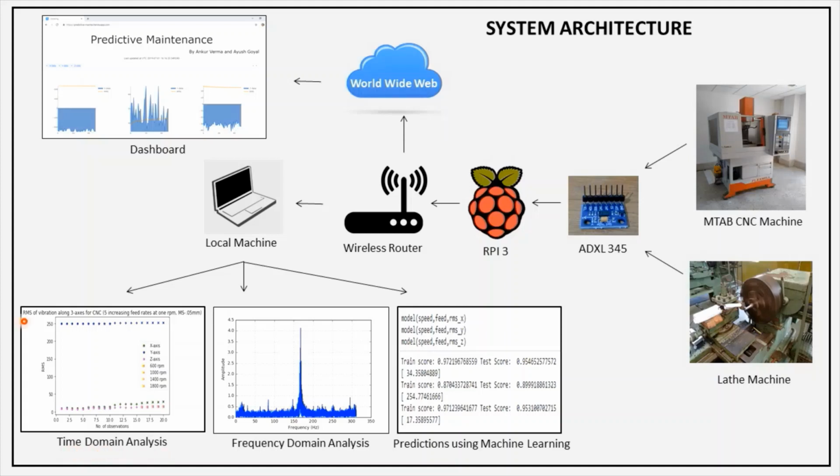Using this analysis, we found out the root mean square of vibration along the three axes, the standard deviation of vibration, kurtosis, skewness, and many more features. Using the frequency domain analysis, we found out the fast Fourier transform and the spectrogram of the vibration signals to find out the dominant frequencies present in a vibration spectrum. We also predicted metrics like the root mean square of vibration using different machine learning models. On the web application side, we developed a dashboard that shows the triaxial vibrations, that is x-axis, y-axis, and z-axis in real time.